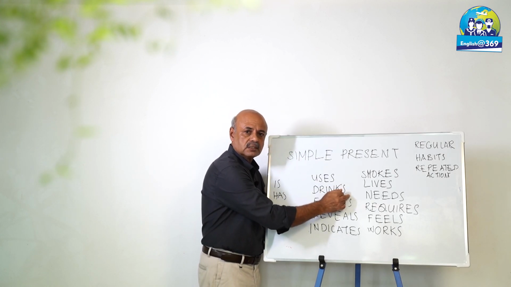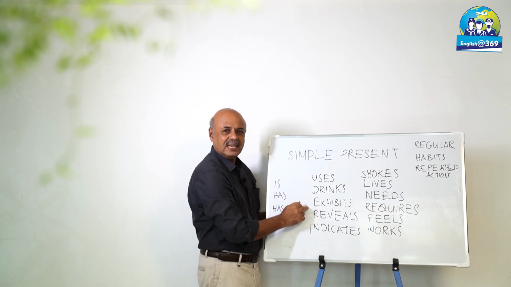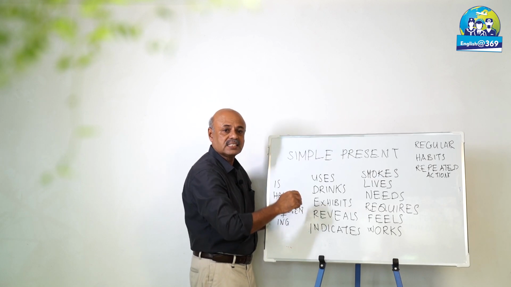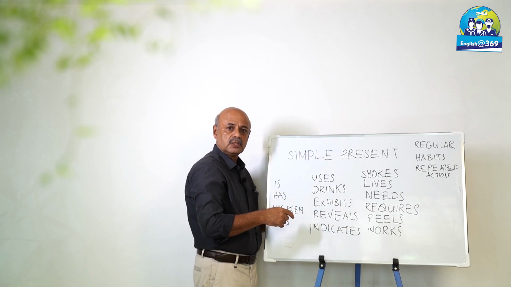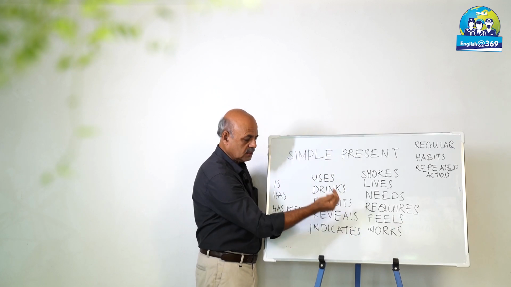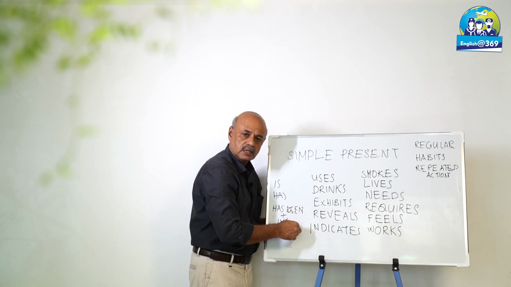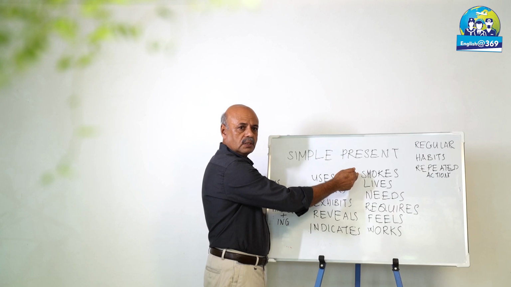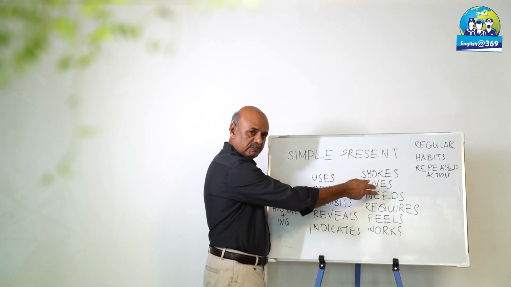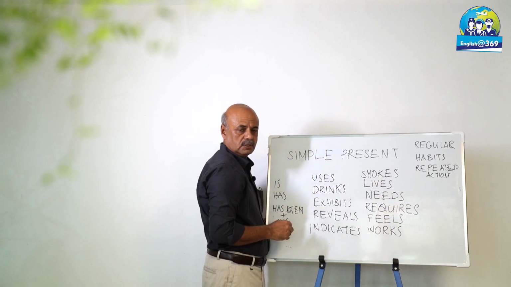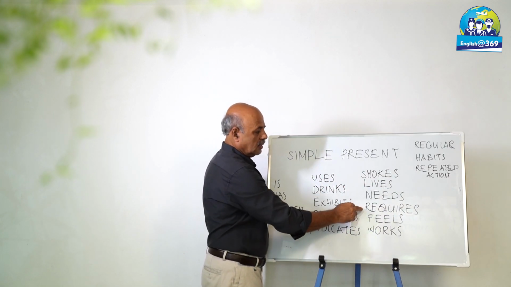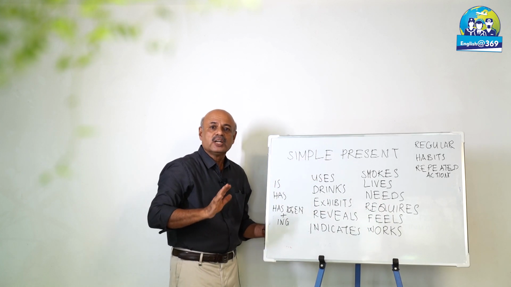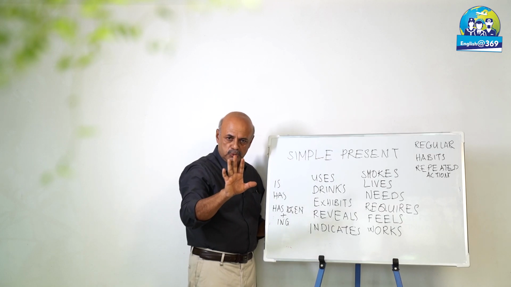He drinks liquor. He exhibits symptoms of substance abuse. His medical report, you're not talking I or you, his medical report reveals. The report indicates, and then again, ordinary word, he or she smokes, lives. She lives in her own house. She needs, she requires, or he requires, he feels and works. I've not explained much. I'm just getting you the idea.